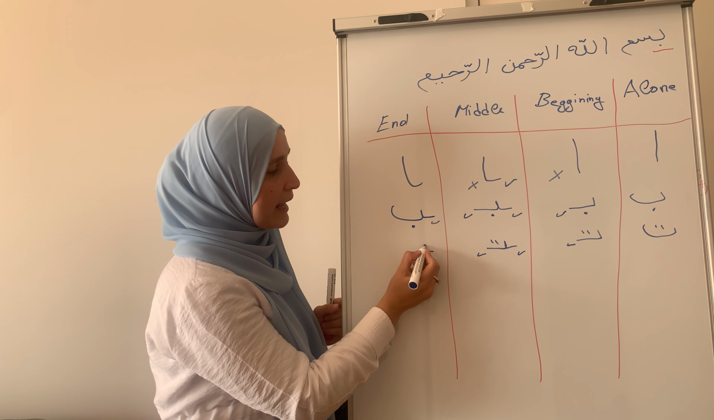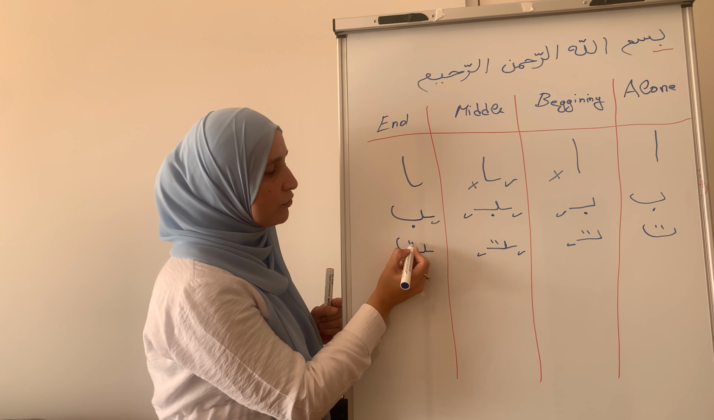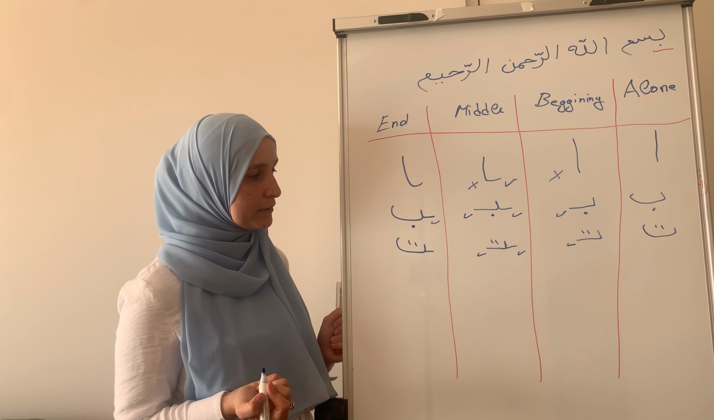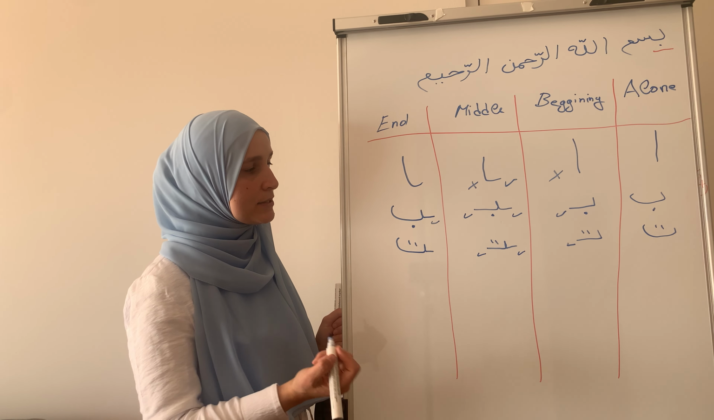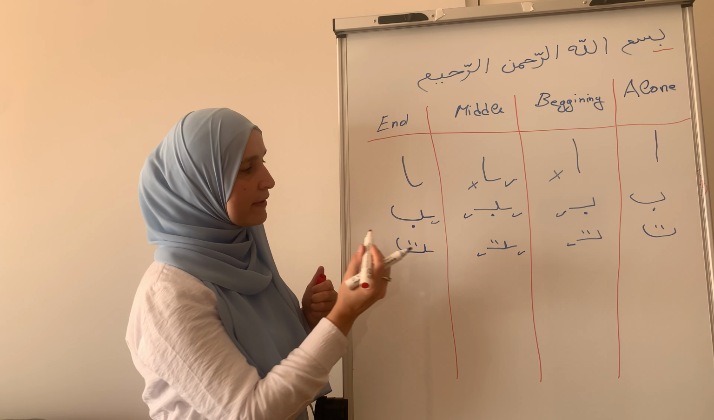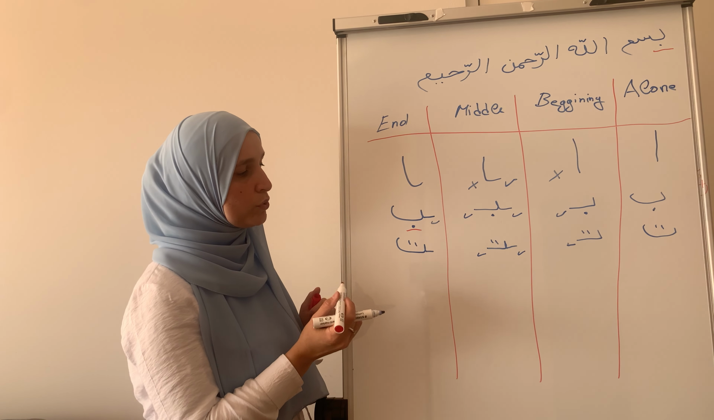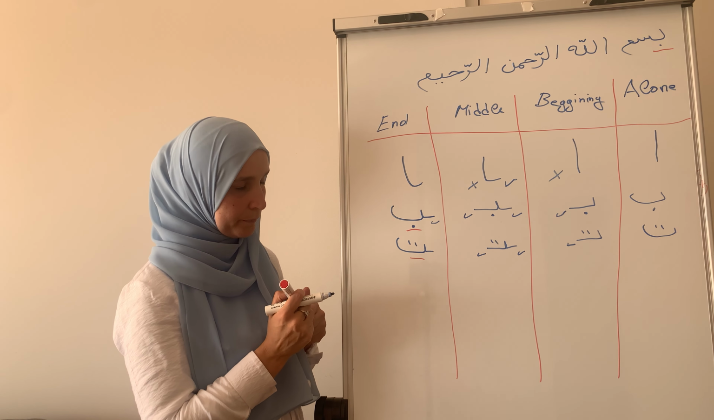Now, ta at the end of a word is absolutely like ba. The only difference between them is just the dots. We have ba, one dot down, and ta, we have two dots at the middle.